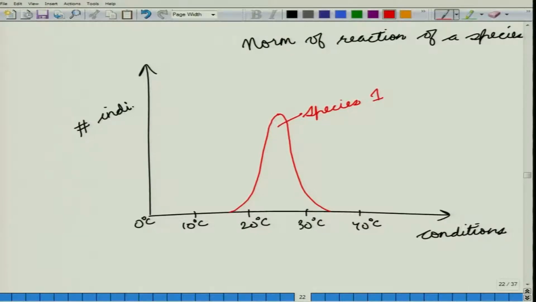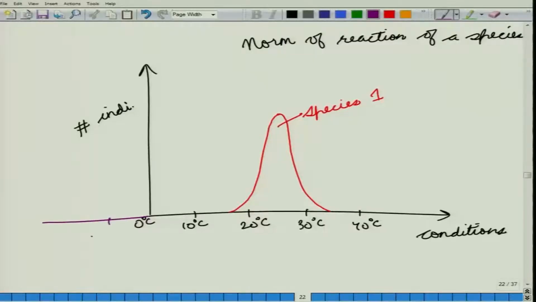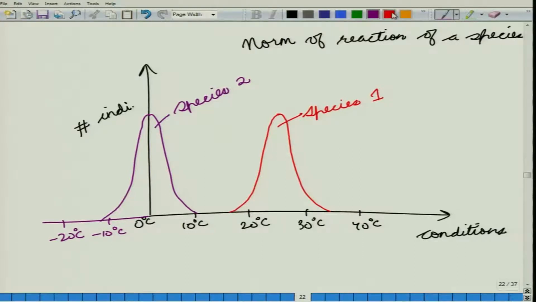On the other hand, let us consider some other species, say a polar bear. Now, a polar bear can very easily live in sub-zero conditions, say minus 10 degrees Celsius, minus 20 degrees Celsius. Suppose his norm of reaction goes close to 0 degrees. So what we'll have in this condition is a situation like this. So this is for another species, species 2. Now, similarly, for all different species, we'll be having different norms of reaction.